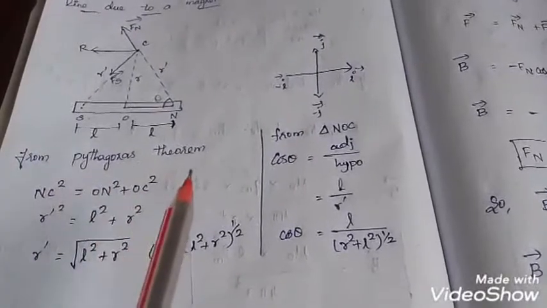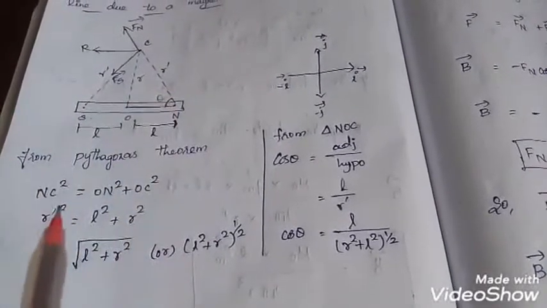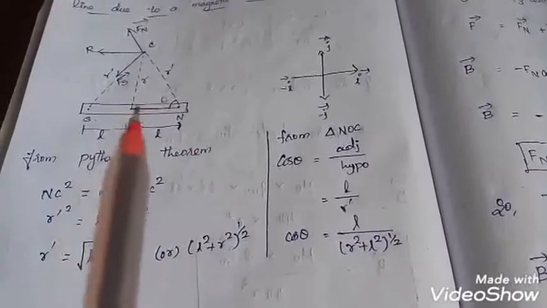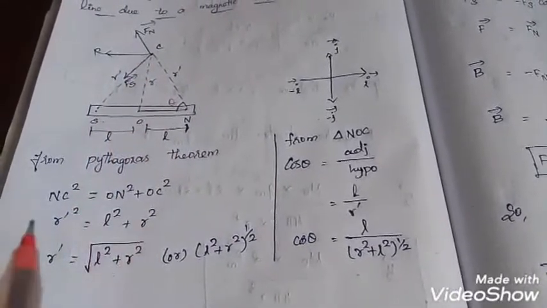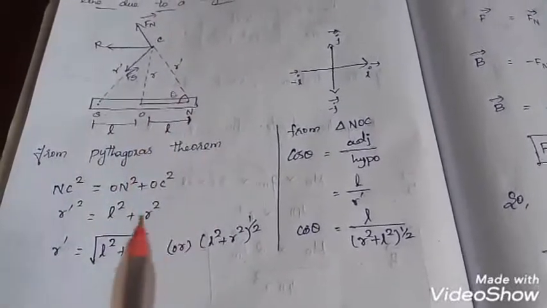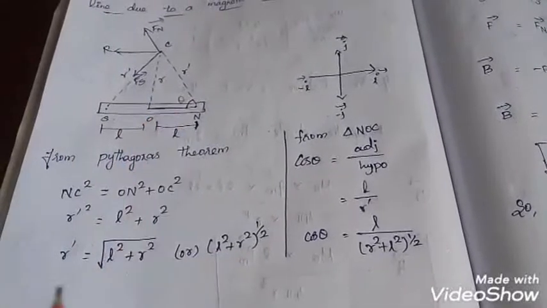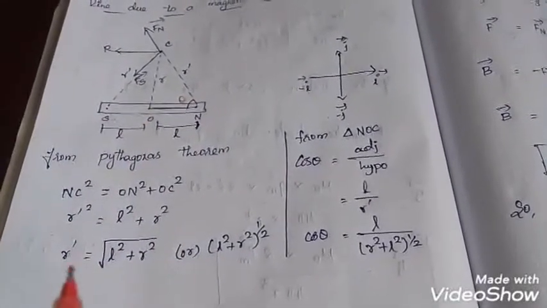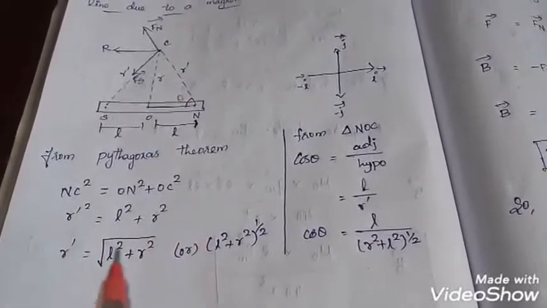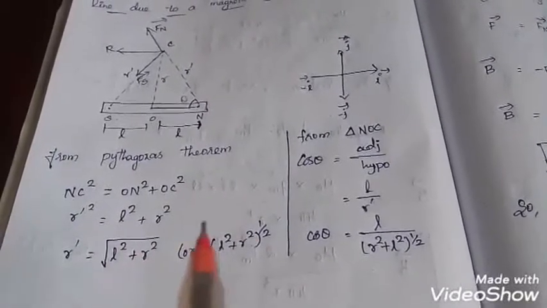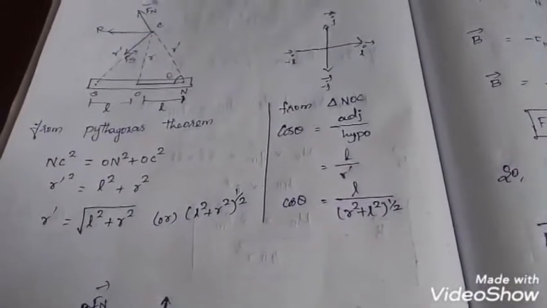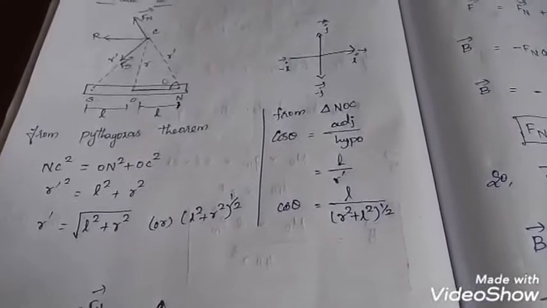From the Pythagoras theorem, we find out the distance R dash. The formula of Pythagoras is NC squared equals ON squared plus OC squared. NC squared is R dash squared, ON value is L, so L squared. OC value is R, so R squared. Then R dash equals the square root, or the power of 1 by 2.